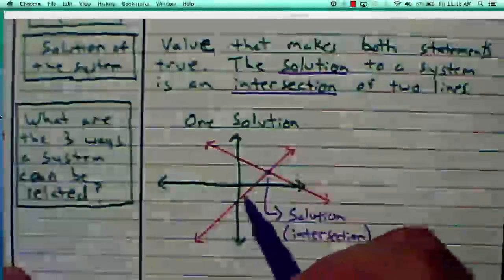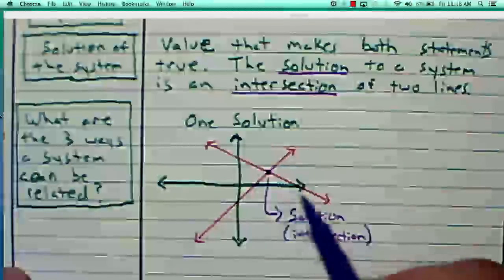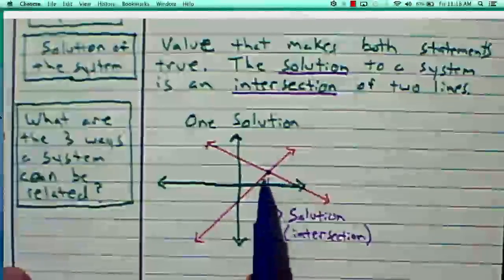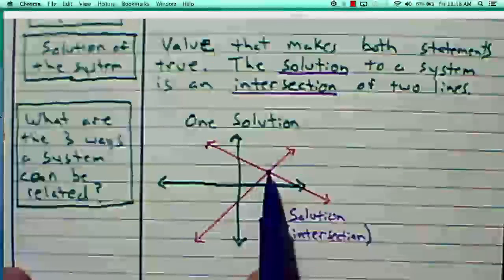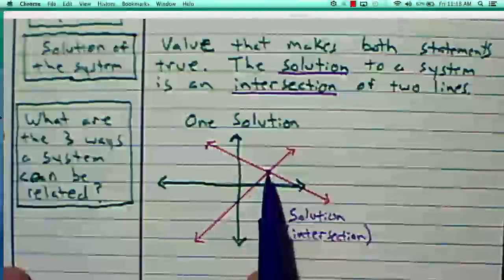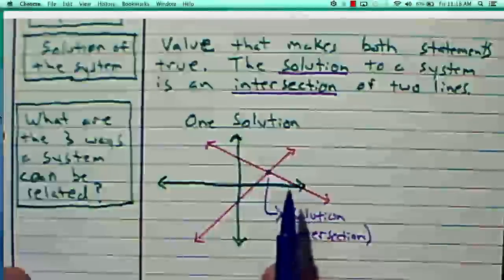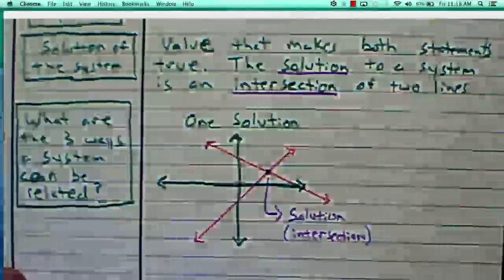There are an infinite number of points on this line, there are an infinite number of points on this line, but this one magical point right here is the single point in the whole world that they have in common. This point is the solution to the system. It's a point of intersection.